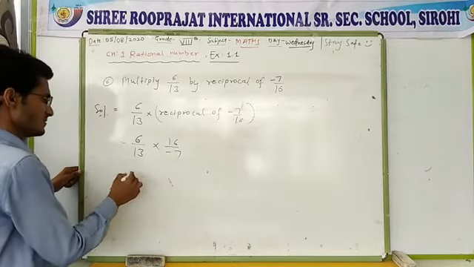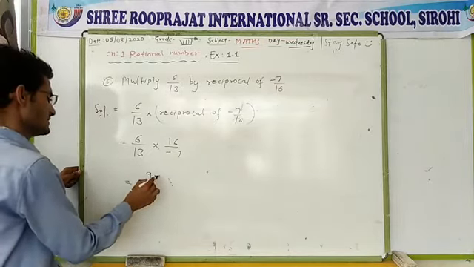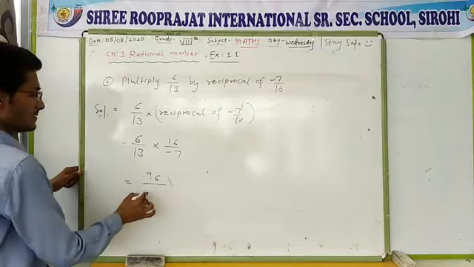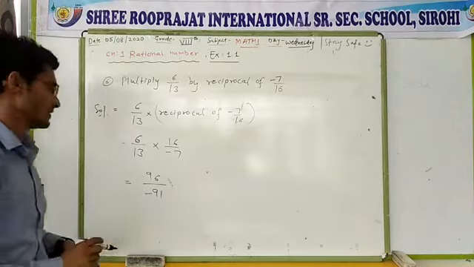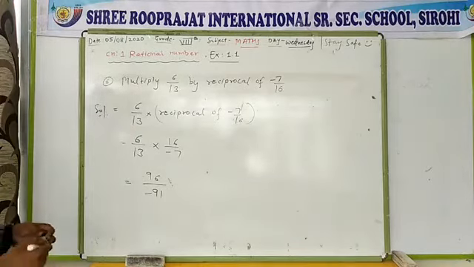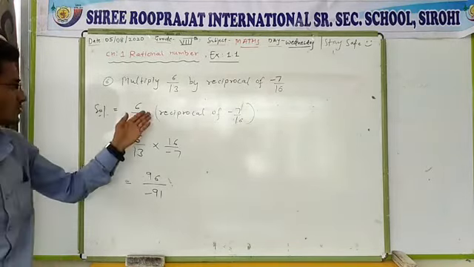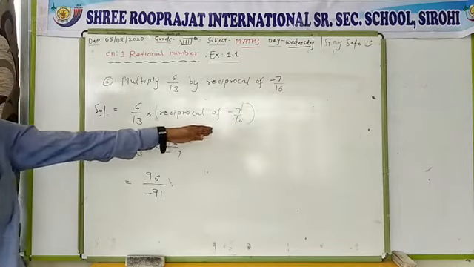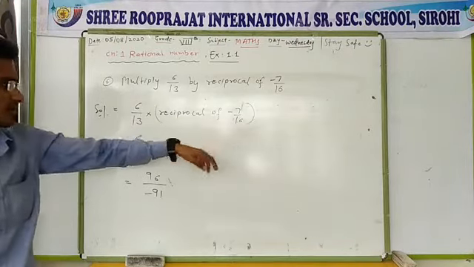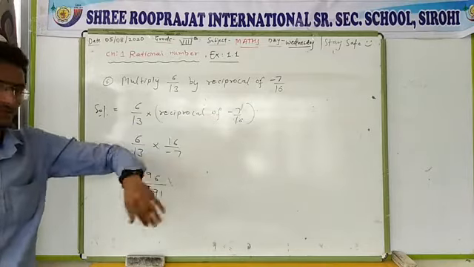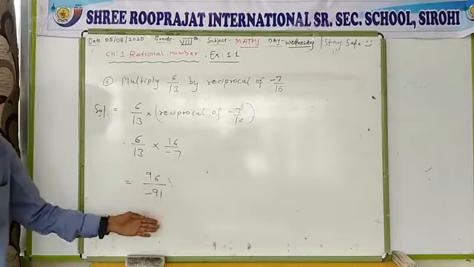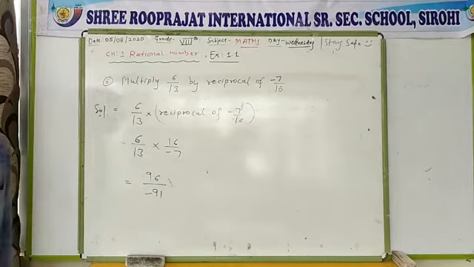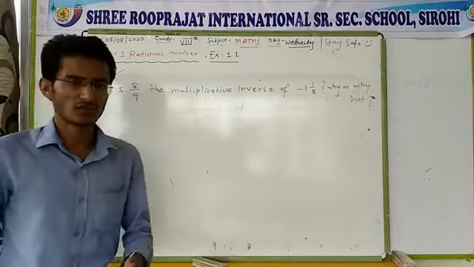16 times 6 is 96, and it is minus 91. So 6 by 13 multiplied with minus 7 by 16, and then you use the reciprocal. So 16 upside and 7 downside. If you multiply, you will get 96 divided by minus 91. Question number 7 you have to solve yourself.